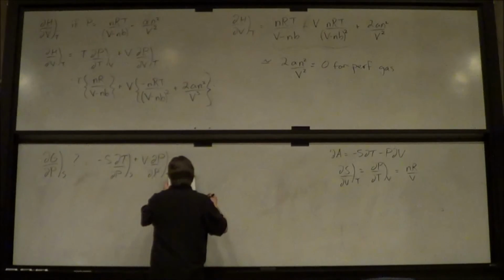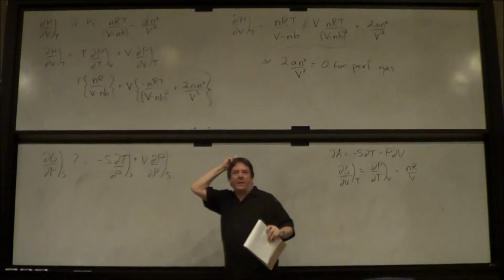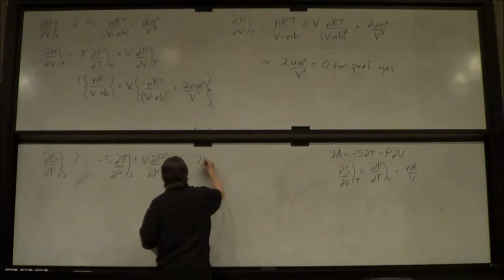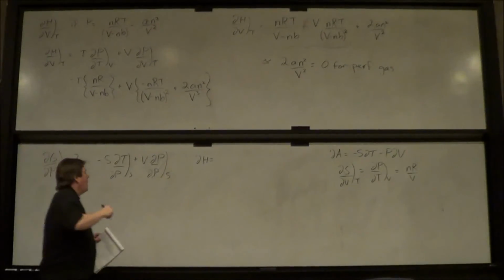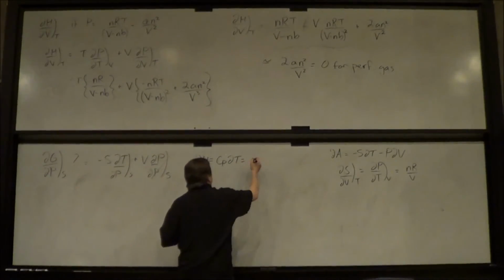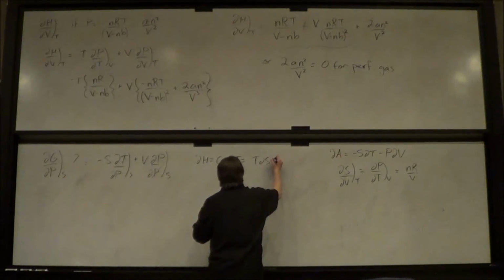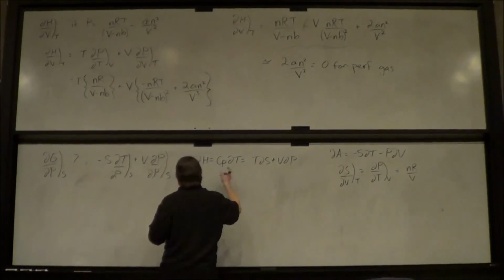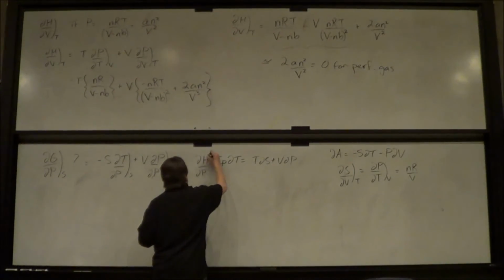I've got to remind myself. I know that I'm seeing T and P, which makes me think of enthalpy, because pressure and enthalpy seem to always go hand in hand. In H now, this is adiabatic, reversible. And so I know that change in H is CPdT. And I also know that's, let me make sure I do this right, TdS plus VdP. And so I need dT/dP.